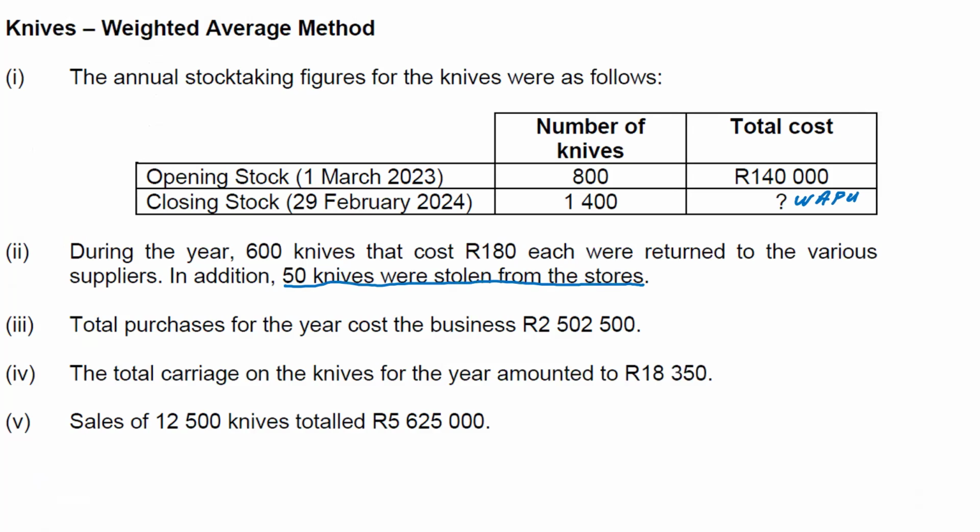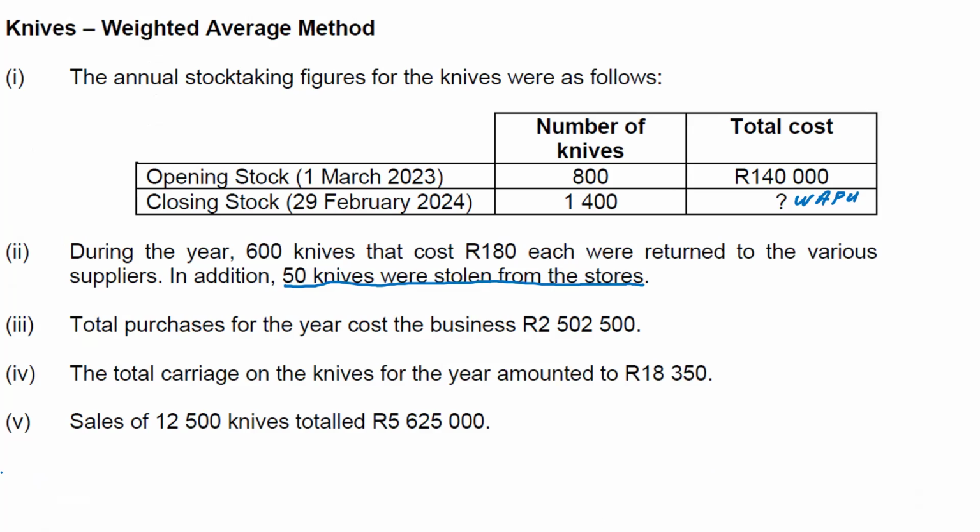Now we have total purchases for the year cost the business 2,502,500. The total carriage on the knives for the year amounted to 18,350. Sales for the year amounted to 12,500 knives, which totals the sales value of 5,625,000. So they didn't tell us, they only gave us the cost of what was purchased. They didn't give us the number of units that were purchased. So we need to calculate the number of units that was purchased.